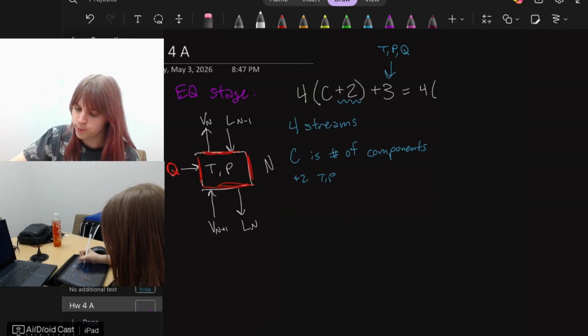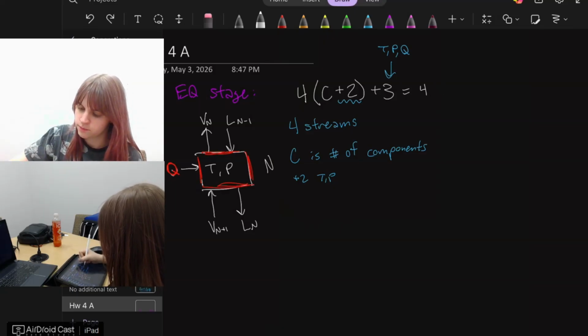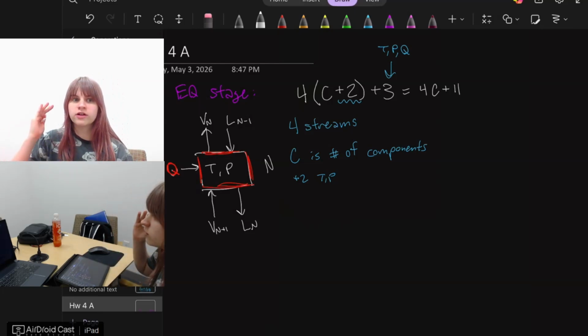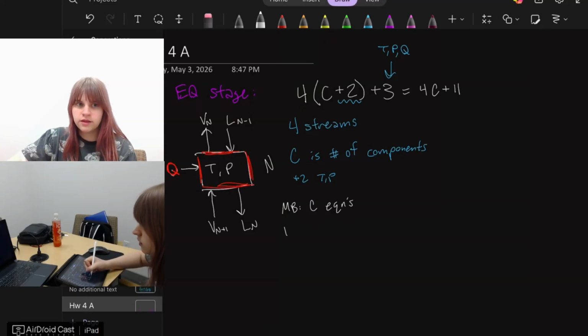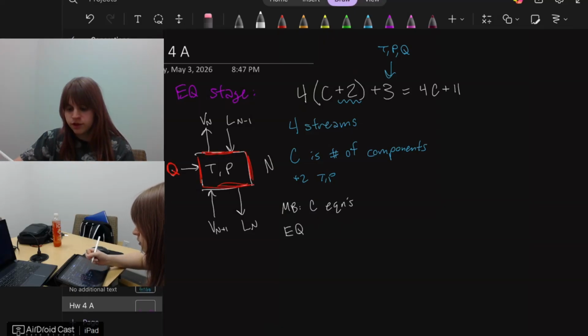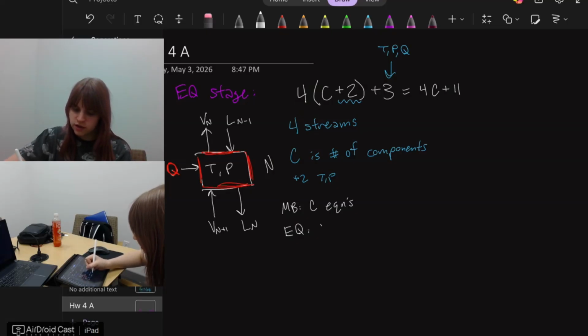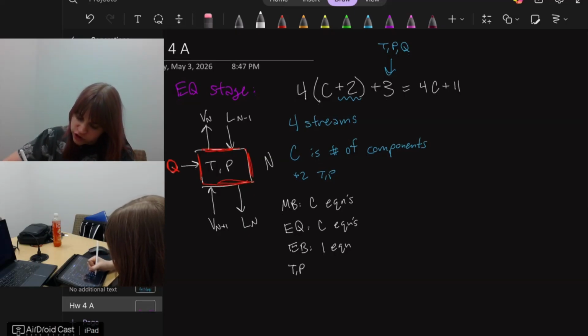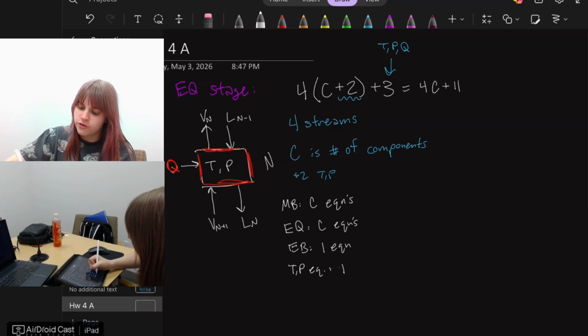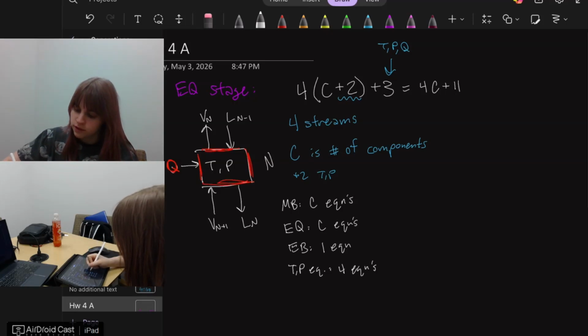So for the equilibrium stage, we have those variables. We have 4C plus 11. And then we can subtract what we know. From the material balance, we have C equations. From the thermal equilibrium that we know, there's C equations as well. And the energy balance gives us just one equation. And the temperature and pressure equality gives us 4 equations.